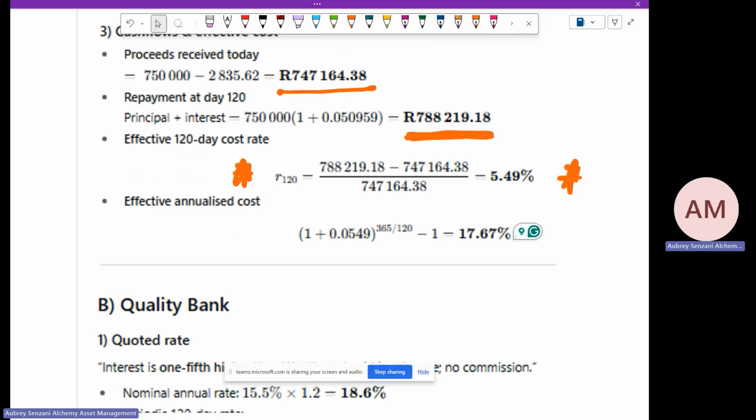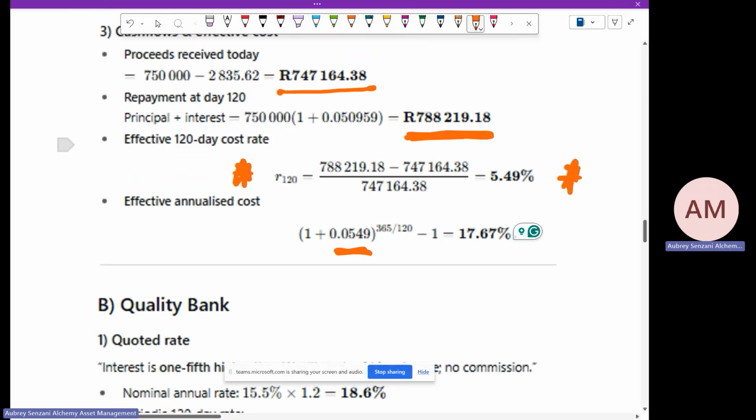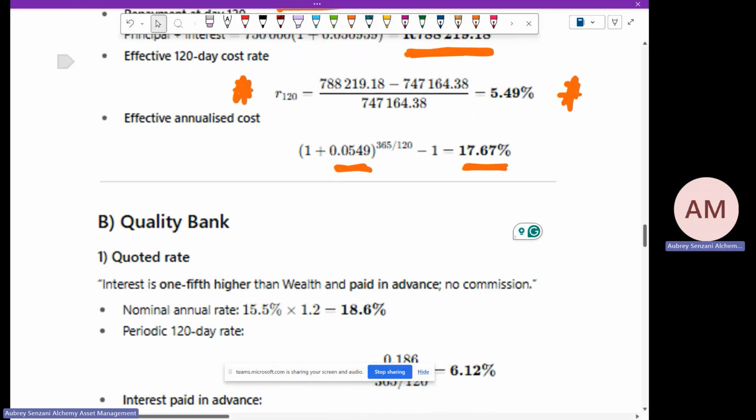Why are we making it an effective rate? Because remember, we also want to compare it with Quality Bank. Because remember, Quality Bank, their terms are different, isn't it? So we want to compare apples with apples. So we have to go into our effective annual rate, okay? So this formula, I'm sure you're well aware of. And then obviously we're getting an effective cost of 17.67%. Now we can step into the next bank.